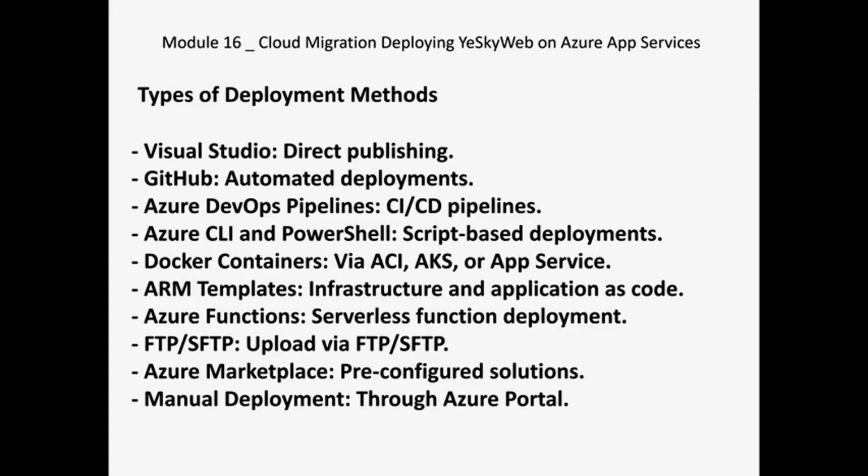So in Azure App Service, we have different types of deployment methods. We can use Visual Studio, we can use GitHub, we can use Azure DevOps pipeline, or we can use Azure CLI and PowerShell scripts. We can use Docker container, ARM template, Azure Functions, FTP, SFTP, Azure Marketplace, and manual deployment. We can choose one of the deployment methods.